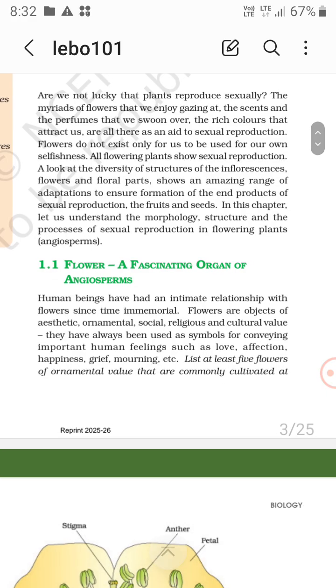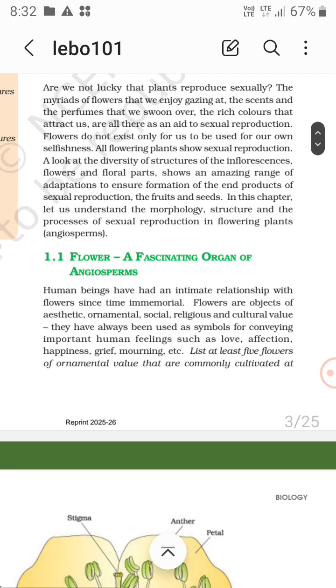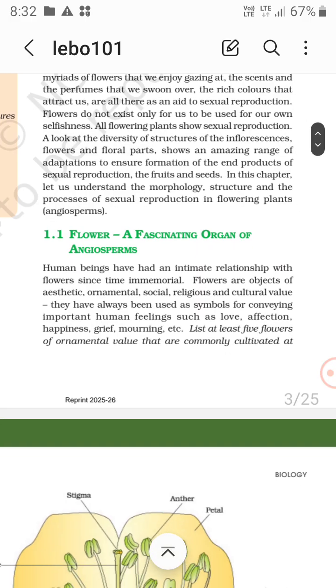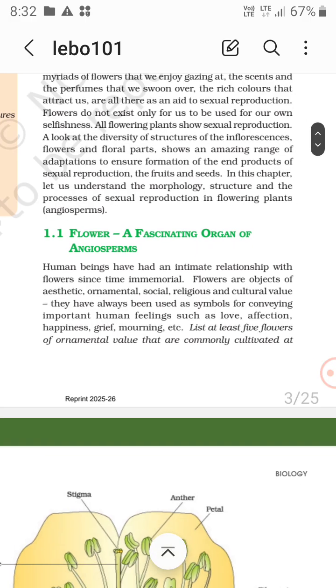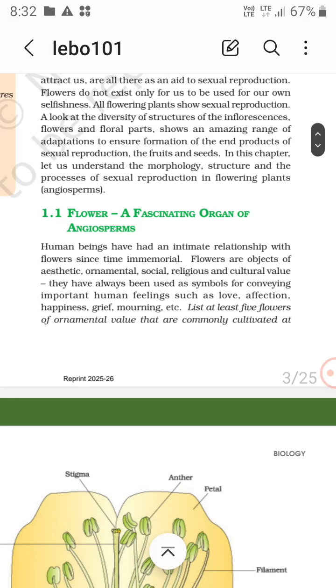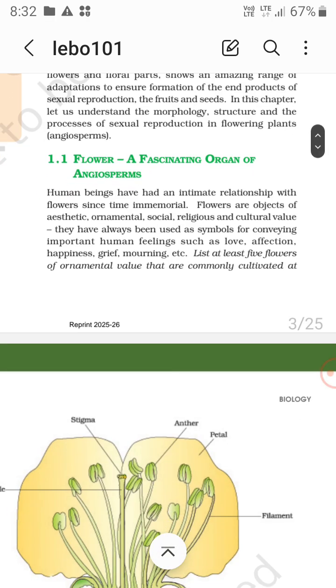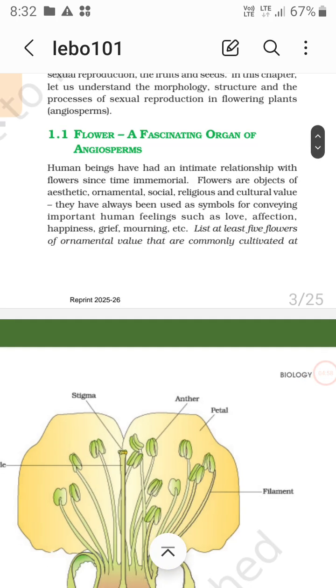The end products of sexual reproduction are the fruits and seeds. So you can see the morphology, structure, and processes of sexual reproduction in flowering plants. Now, flower, a fascinating organ of angiosperms.